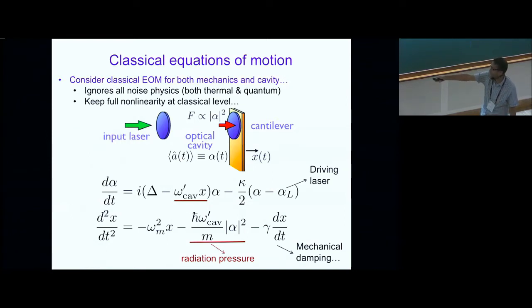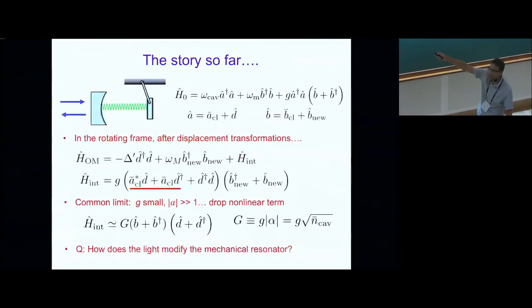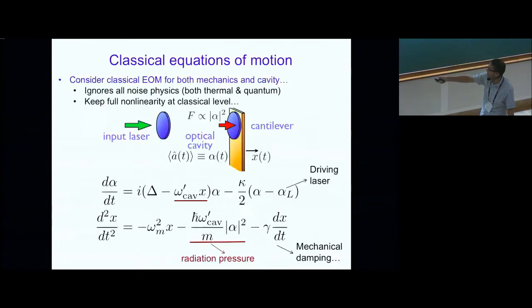Here are the mechanical equations of motion. The coupling now is coming from the full Hamiltonian. We haven't linearized at all. So this is the radiation pressure force. There's a force on the mechanics set by the number of photons in the cavity. And this is the mechanical damping. That gamma is the same as the gamma that's sitting in that equation there. So these are our semi-classical equations of motion. No quantum mechanics, not even classical noise in these equations.